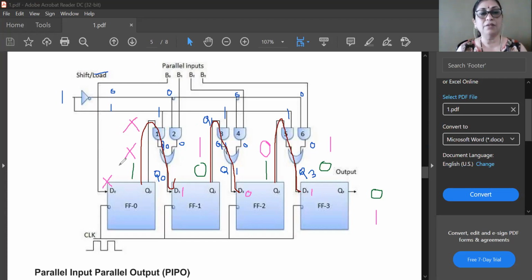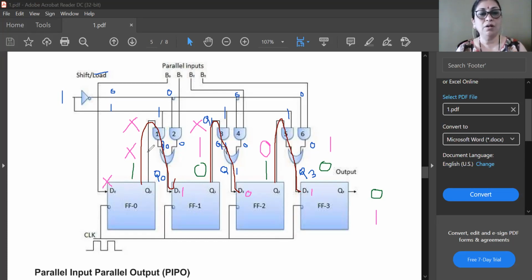Now, when we apply the third clock pulse, you can observe the output of flip-flop 0 you should not care about. The output of flip-flop 1 you should not care about. I will use another color so that you will understand it better. So let us use black color.